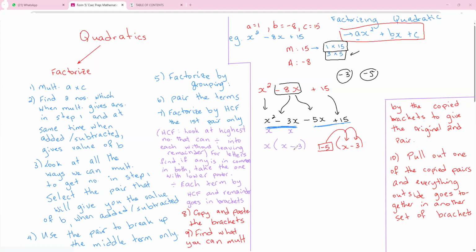Right? So we're going to pull out one of the duplicated pairs, x minus 3. So I'm pulling out one. So it's like you're factorizing it again. Right? So you're pulling out the x minus 3. And then whatever is not inside of the bracket or is outside, so I have x here, sign inclusive, minus 5 here. So whatever is not inside of the brackets, we put them together into the other set of brackets.